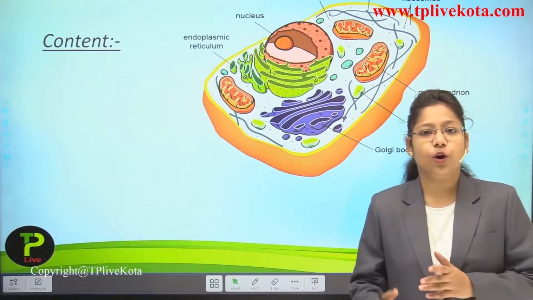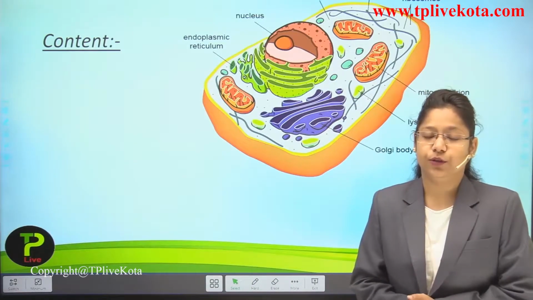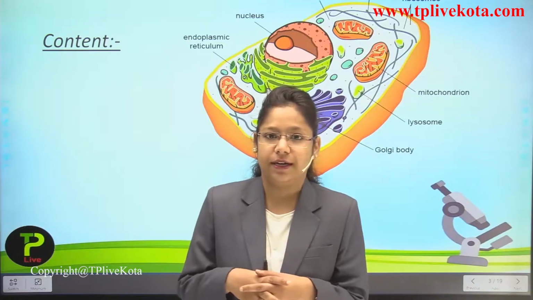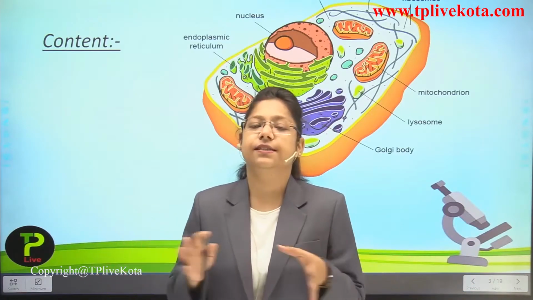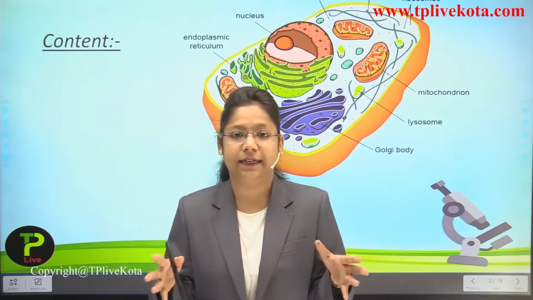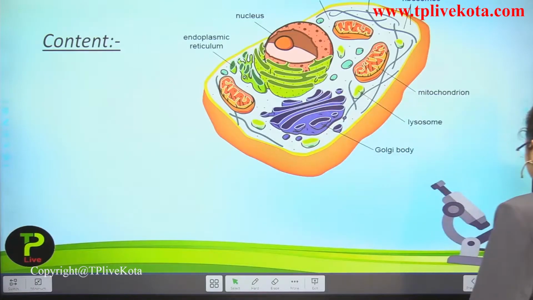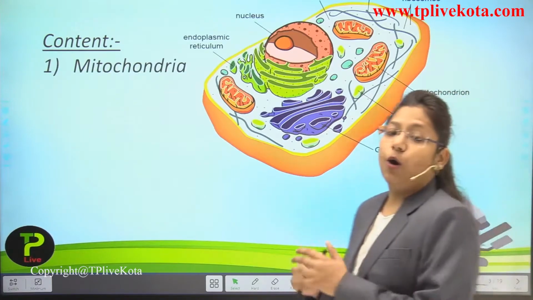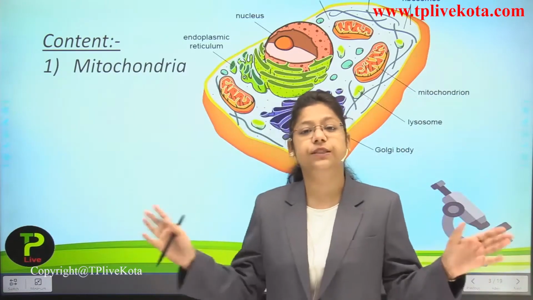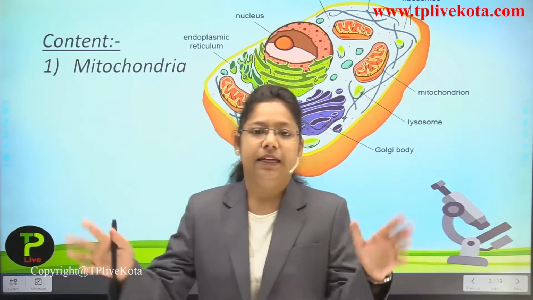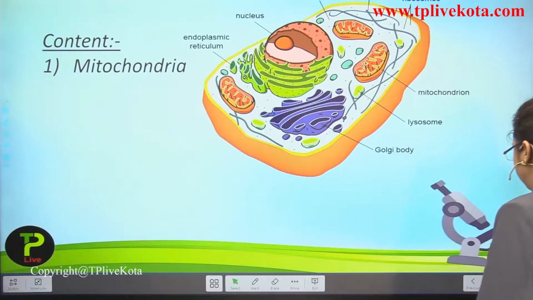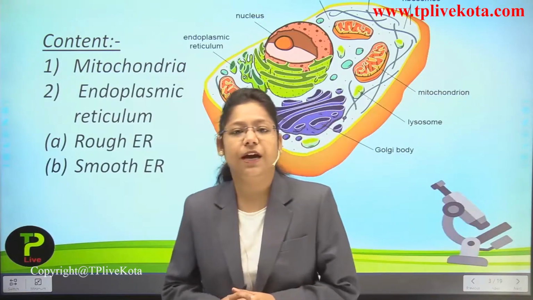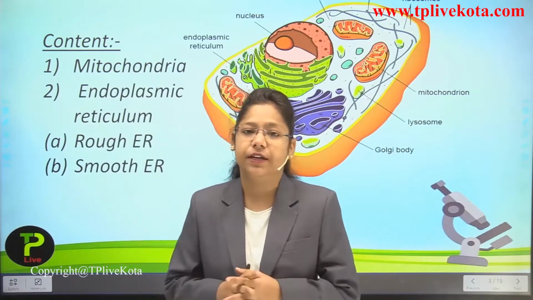Okay, so moving on, the main content of today: we are going to discuss the 2 new cell organelles of our cell. First is the double membranous cell organelle, that is mitochondria. The mitochondria is also known as the powerhouse of the cell, or the storage battery of the cell. Now the second cell organelle is endoplasmic reticulum. Endoplasmic reticulum is bifurcated into 2 types.